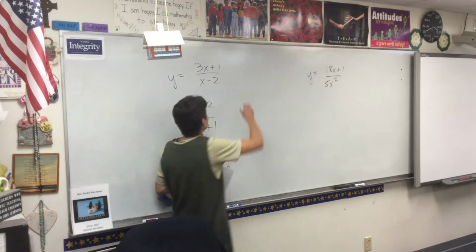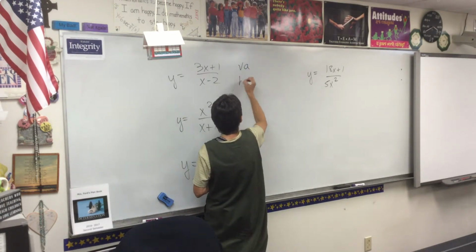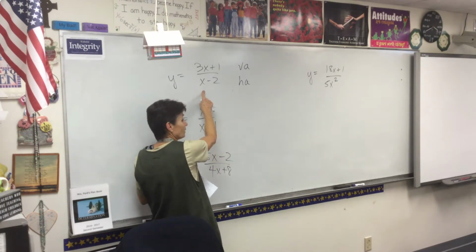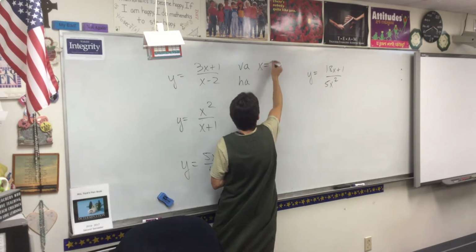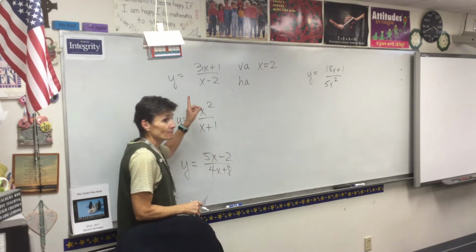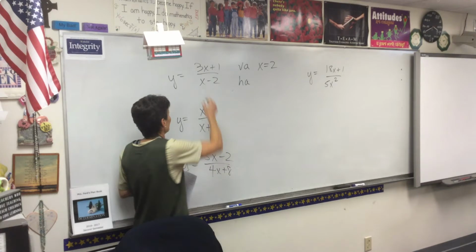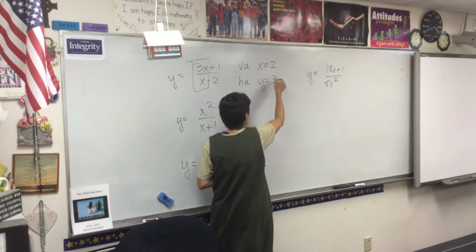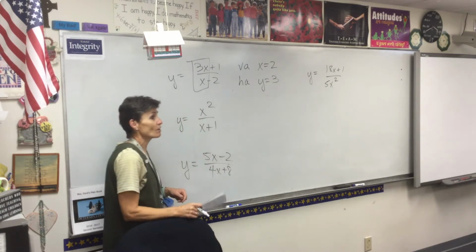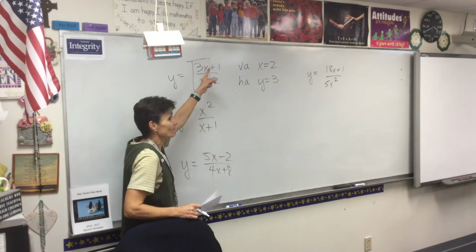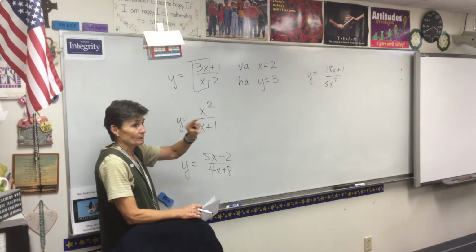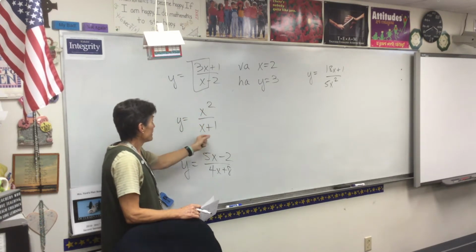All right, so here we go. We need vertical and horizontal asymptotes. Let's look at this first problem. Vertical asymptote is x equals 2. Everybody got it? Horizontal asymptote, y equals 3. As long as the powers are the same, x to the first, x to the first, we just compare.